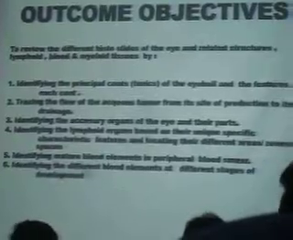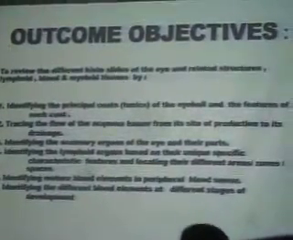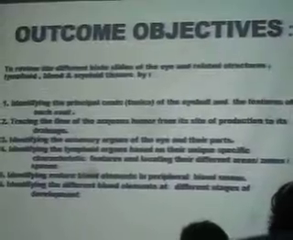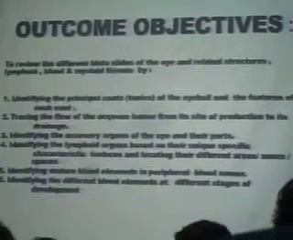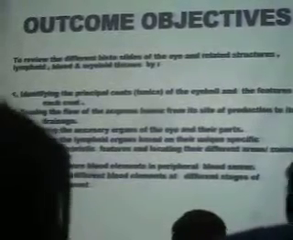We'll be identifying the lymphoid organs based on their unique specific characteristic features and locating their different areas, zones, and spaces. We'll be identifying the mature blood elements as you will see them on the peripheral smear and also in the bone marrow. And we'll try to identify the different blood elements at different stages of their development. Okay?